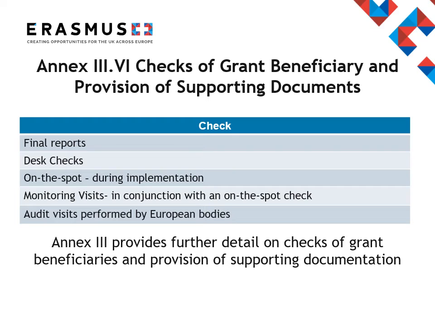There are 4 types of checks which could be carried out during your project as well as at final reporting stage. Firstly, checks can be carried out at the final report stage. This applies to all beneficiaries, and your final report is assessed by the national agency. Secondly, there are desk checks which apply to a very small sample of beneficiaries, and these take place at the UK National Agency. If you are selected for a desk check, you will be asked to send in all original documents. We will check them and then return them to you along with the report back to your organisation.